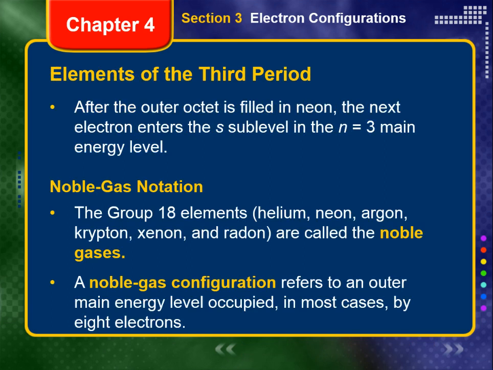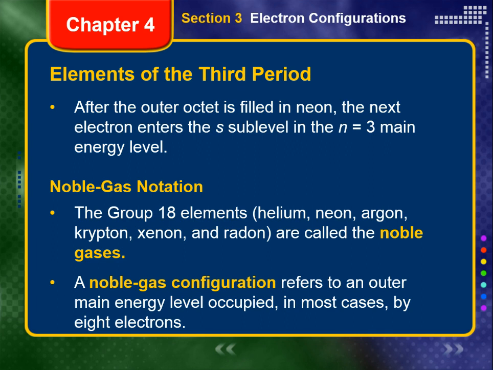Elements of the third period. After the outer octet is filled in neon, the next electron enters the s sublevel in the n equals 3 main energy level. Thus, atoms of sodium, Na, have the configuration 1s2, 2s2, 2p6, 3s1.